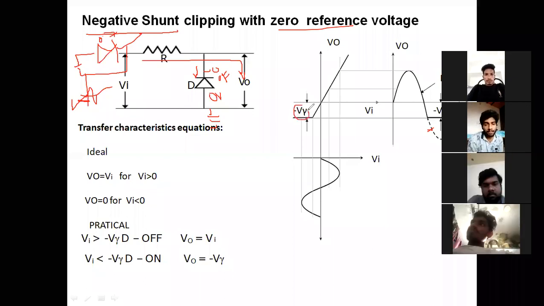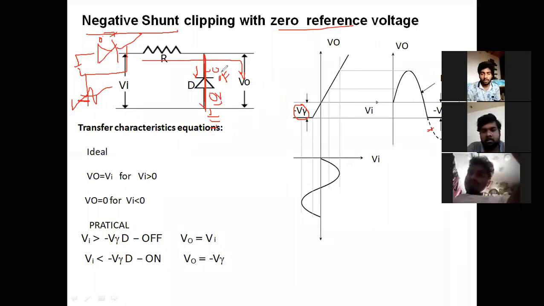Therefore, the diode will be on at the cut-in voltage. If the voltage is greater than the cut-in voltage, the diode will be off. When it is on, your output voltage will be fixed, maintained constant. Therefore, whenever the diode gets on, the output is at zero potential.